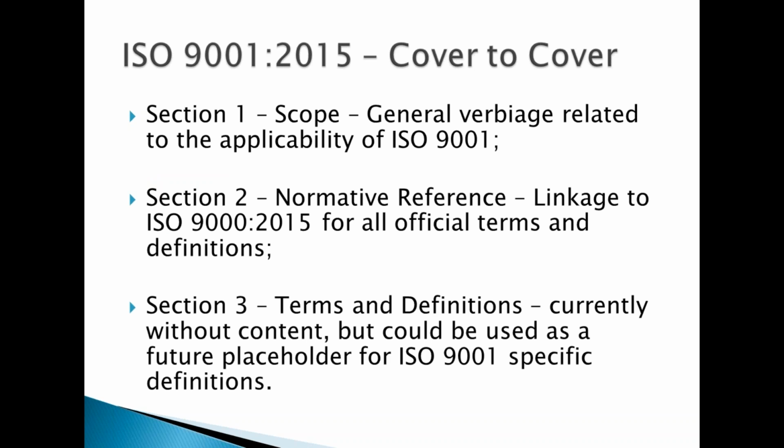Section 1 is called Scope. There's some general verbiage there pertaining to the applicability of 9001. 9001, of course, is viewed as being a standard that can be used in just about any type of circumstance. Section 2 is called Normative Reference, and it provides a linkage to the 9000 standard for all official terms and definitions. Section 3 is called Terms and Definitions, but at present it is without content. There are no 9001 specific terms and definitions. Now that may change in the future, but for the moment it is without content.